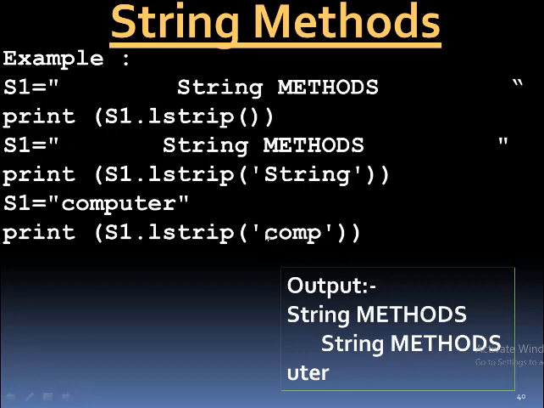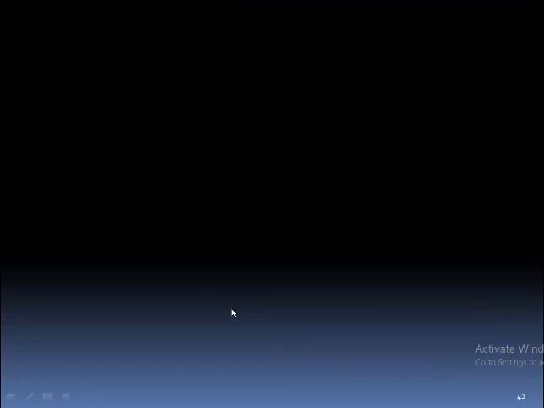So the lstrip function removes these characters from the left hand side, that is from the beginning of the string. So if we have comp within the bracket of lstrip, it will remove C, O, M, or P, or the combination of these, like CO, or OM, or CM, or OP, or CP, any combination of these. If it appears in the beginning of the string, it will be removed.